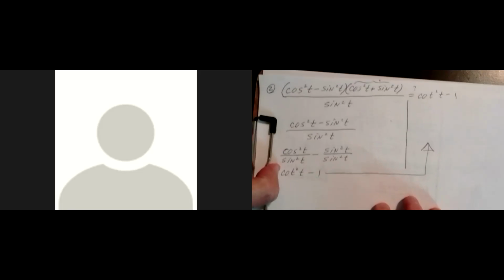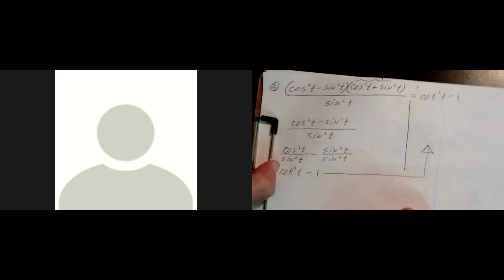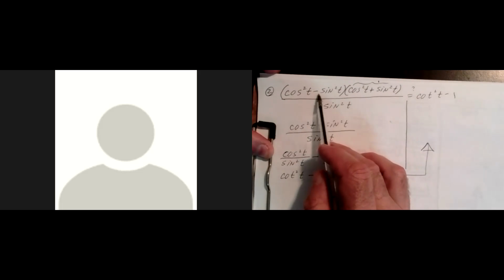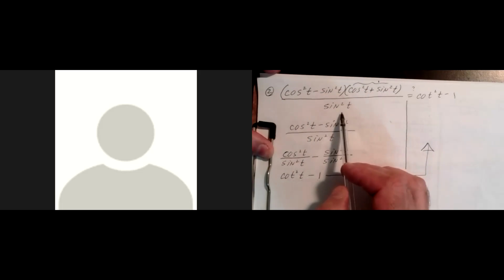Number 2, it's probably best to factor the left side of that identity as the difference between squares: cosine squared t minus sine squared t times cosine squared t plus sine squared t. But another name for cosine squared t plus sine squared t is 1 by a Pythagorean identity. So we can replace this with 1. And therefore, our fraction collapses down to this.